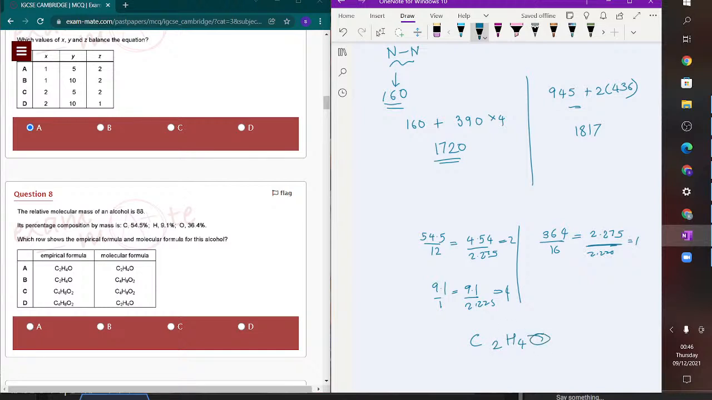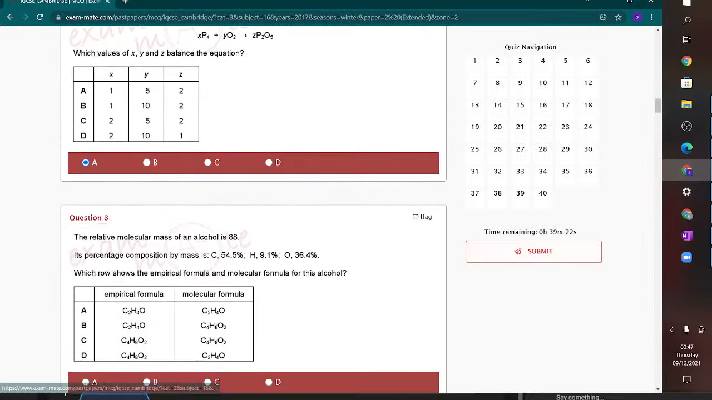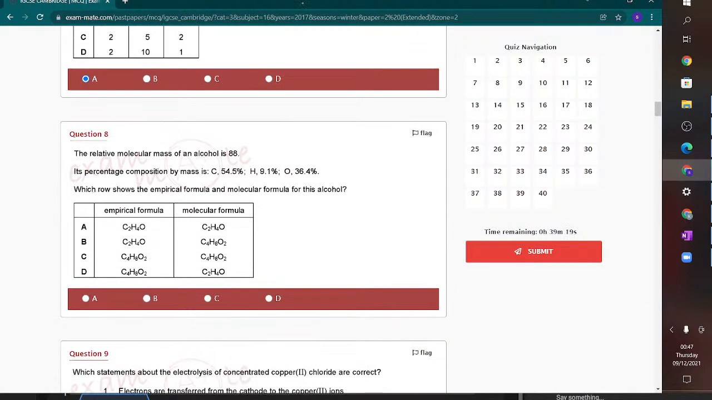Oh, that's an empirical formula, C2H4O. So this will be 12 into 2 plus 4 plus 16. That's 44. 88 upon 44 is 2. So the molecular formula is C4H8O2.